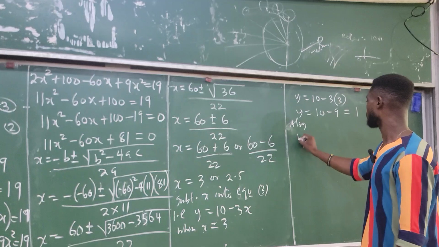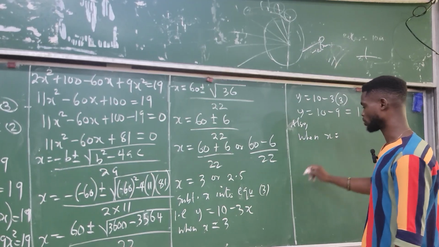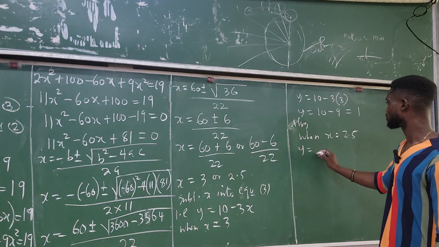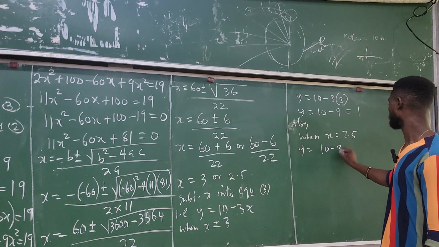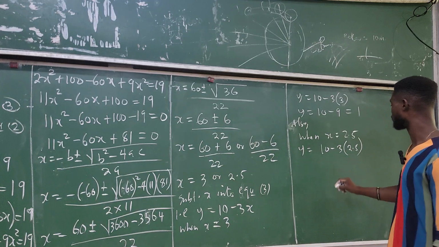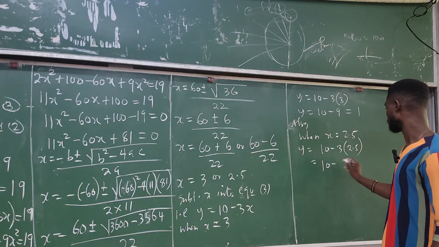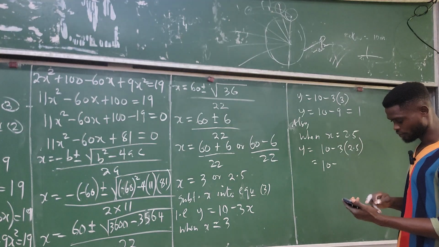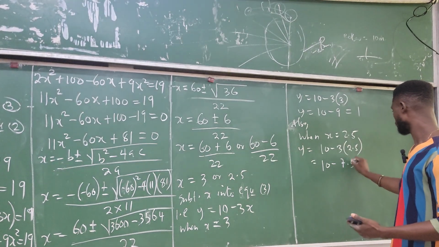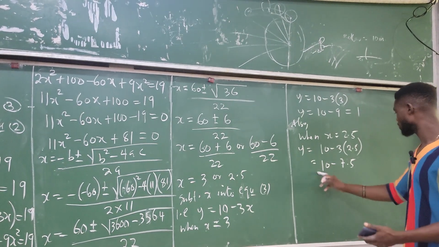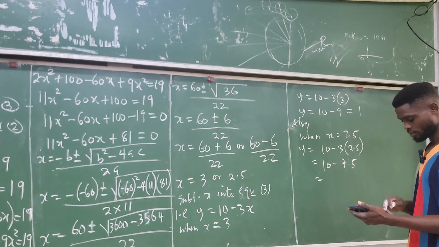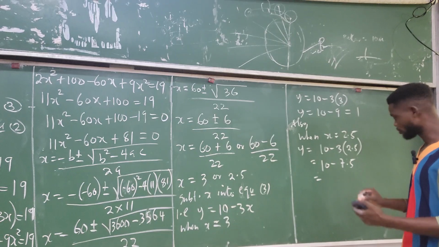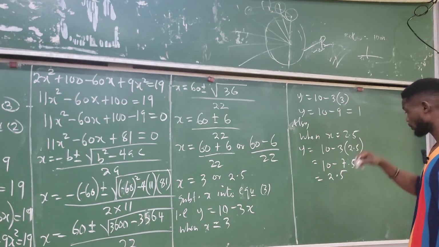So also when x is what? 2.5. Y is equals to 10 minus 3 times 2.5. So we have 10 minus 3 times 2.5, will give us 7.5. So 10 minus 7.5 will give us what? 2.5. So we have 2.5.